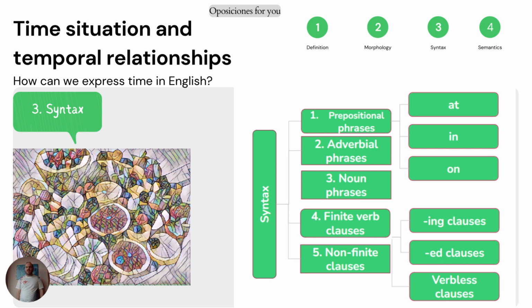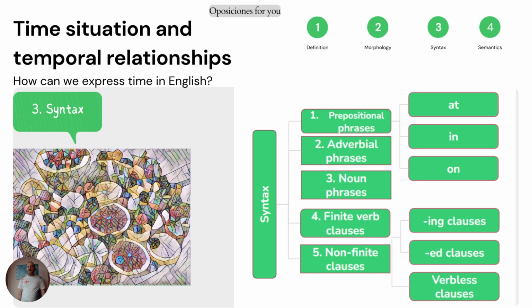Adverbial phrases consist of an adverb and any other words that modify the verb. She always eats fish. He told me about it recently. Noun phrases consist of a noun and any words that modify it. For example, next month. Finite verb clauses consist of a subject and a verb and can be introduced by subordinators such as after or when to indicate a temporal relation between events. I will go to the store after I finish my work.